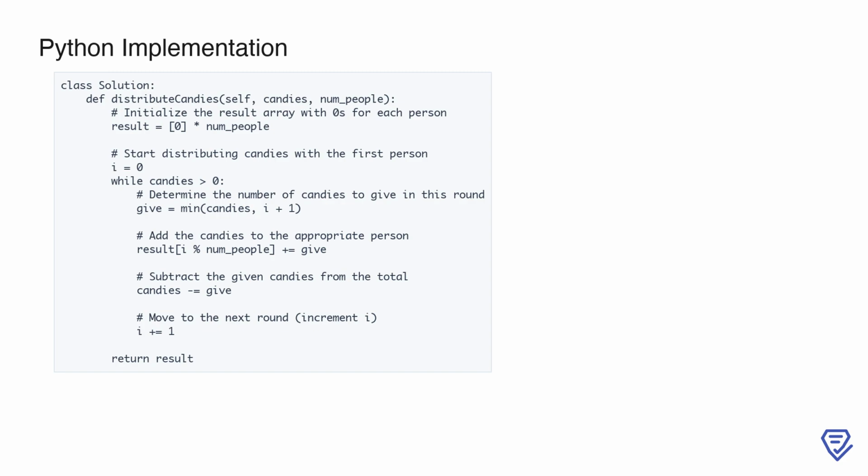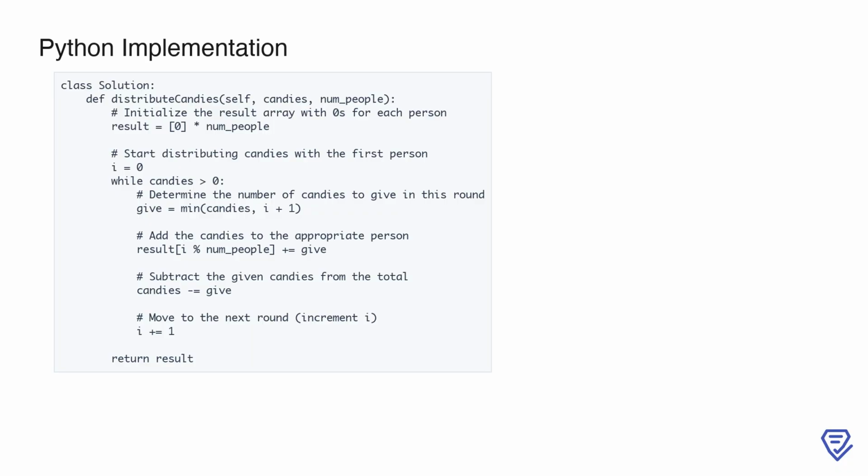3. Candy calculation. The number of candies to give in the current round, give, is determined by the smaller of candies, the remaining candies, or i+1, the candies to distribute in this round. This ensures we don't give more candies than available. 4. Update result. The calculated give value is added to the current person's total candies. The person is determined by i % num_people, ensuring the distribution wraps around cyclically. 5. Update candies and round. The total candies are reduced by the number just distributed, give, and i is incremented to move to the next round. 6. Return result. Once all candies are distributed, candies equals 0, the result list is returned, containing the final distribution.